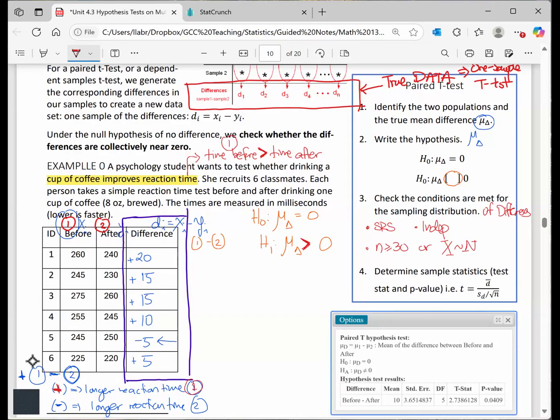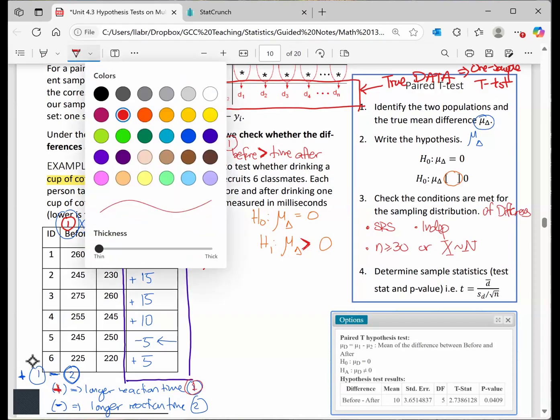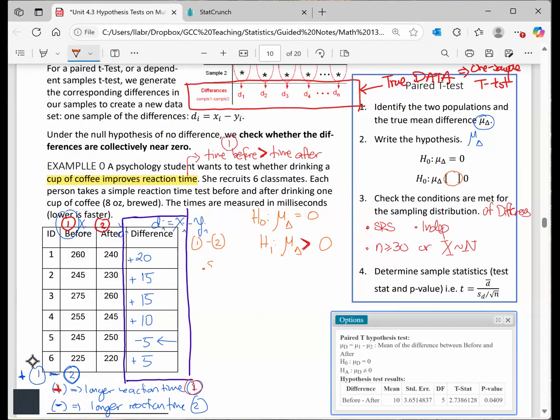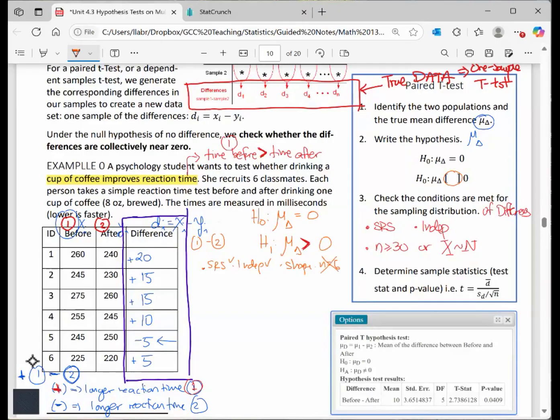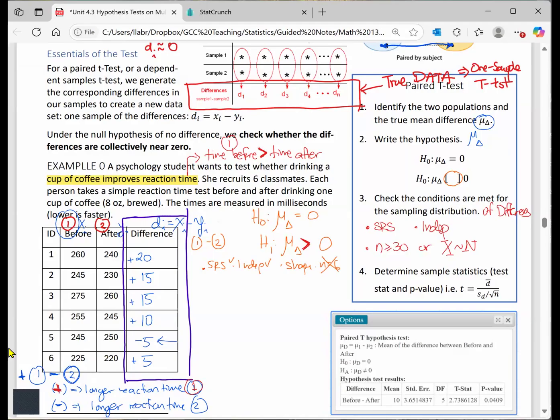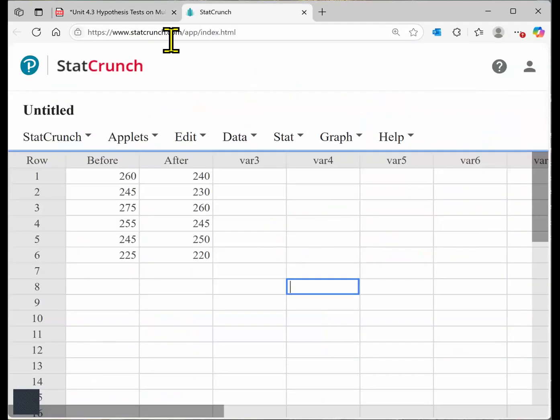Let's go ahead and verify the requirements. So it's safe to assume that we have a simple random sample. Safe to assume that they're independent. It's not safe to assume that we have the shape requirement met. And here we only have 6. That's clearly not big enough. So we're going to have to check whether the population is normal. And remember that the population is these differences here.